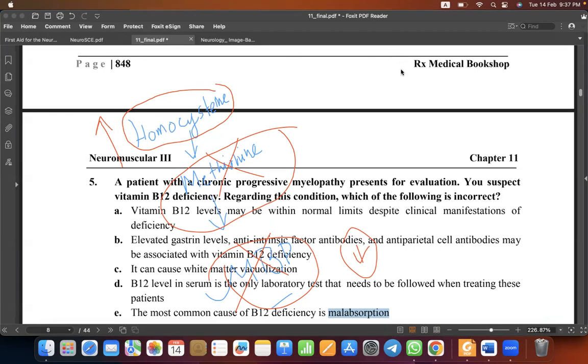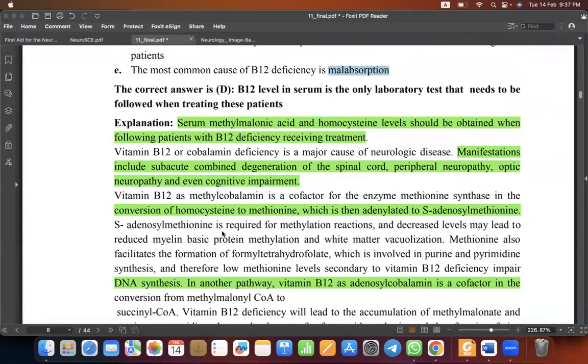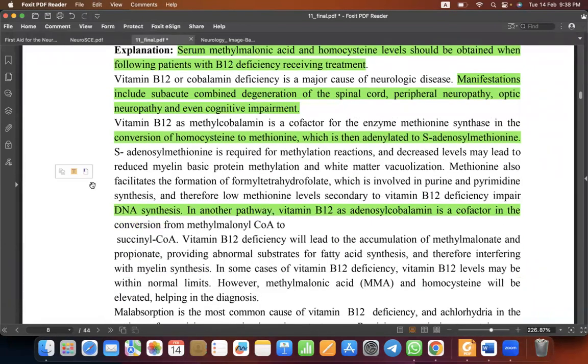So let's check the answer. The serum methylmalonic acid and homocysteine levels should be obtained when you get a patient with B12 deficiency. Sometimes in B12 deficiency the level is absolutely normal, but we should check the methylmalonic acid and homocysteine levels as well. An important manifestation is subacute combined degeneration of the spinal cord. There will be peripheral neuropathy, optic neuropathy, and cognitive impairment also.